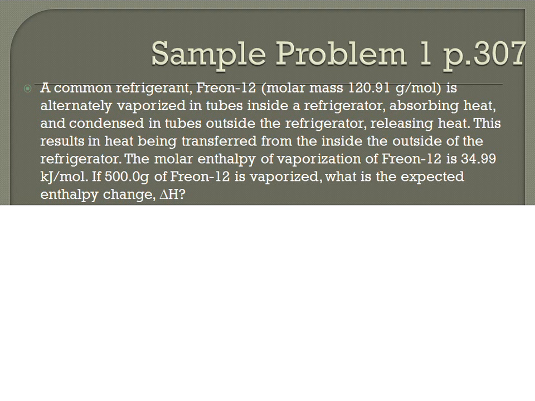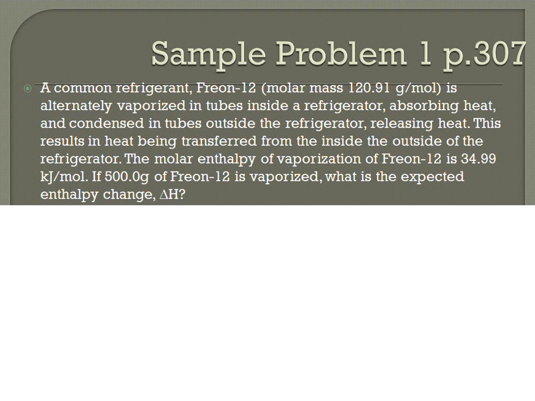A common refrigerant, Freon 12, and I gave you the molar mass, 120.91 grams per mole, is alternately vaporized in tubes inside a refrigerator, absorbing heat, and then condensed in tubes outside the refrigerator, which releases heat.